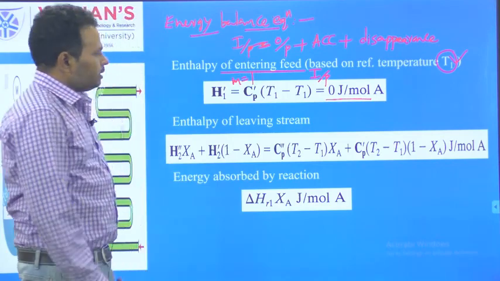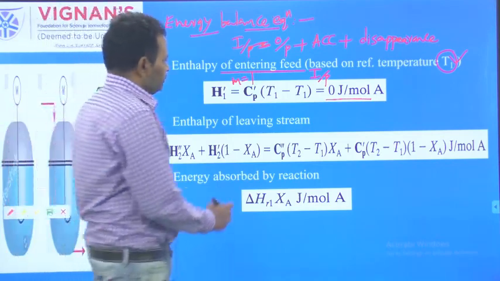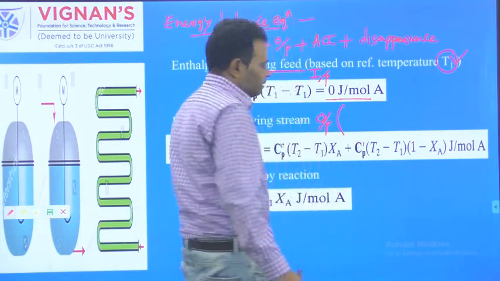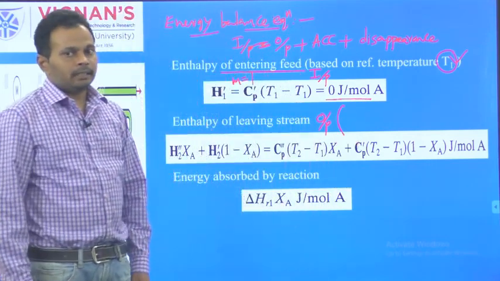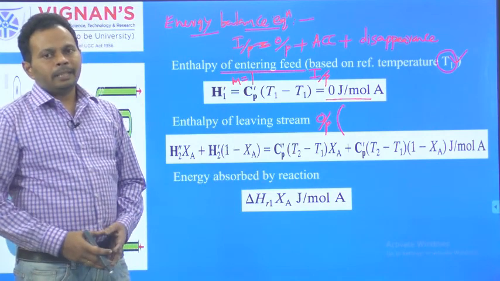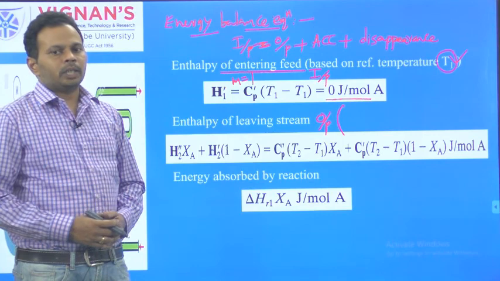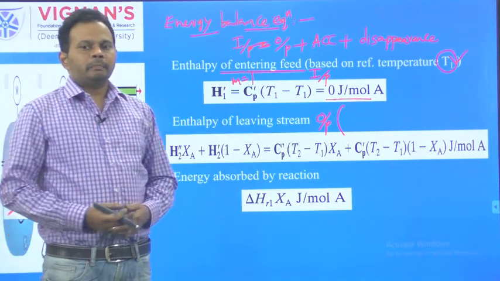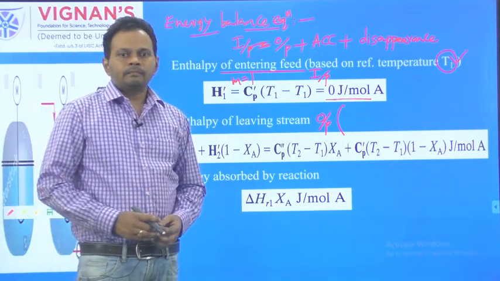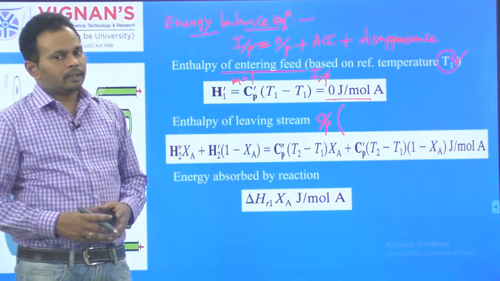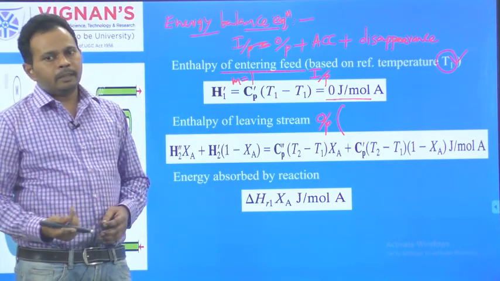And the enthalpies of the leaving stream, the second one, is the output. Once the reaction takes place within the reactor, the output consists of the completely converted product and also the unconverted reactant. We can have two streams within the product output. One stream is for the unconverted reactant, the other stream is for the completely converted product.